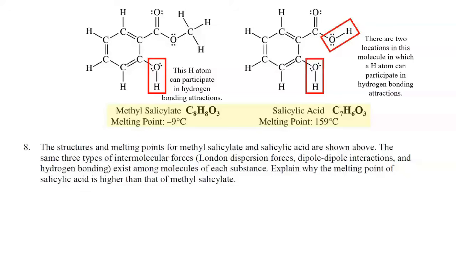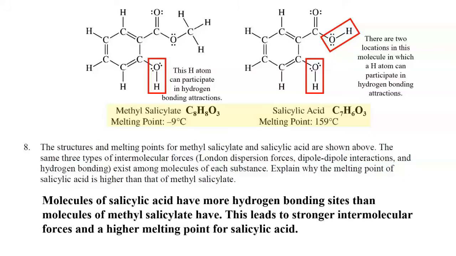to oxygen. So there are 2 different locations in the same molecule in which a hydrogen bonding interaction between molecules can occur. So I have 1 hydrogen bonding site in methyl salicylate, and I have 2 hydrogen bonding sites in salicylic acid. So that's the important distinctive feature that's going on here. Molecules of salicylic acid have more hydrogen bonding sites than molecules of methyl salicylate. So therefore, this leads to stronger intermolecular forces, attractive forces between the molecules, and a higher melting point for salicylic acid.